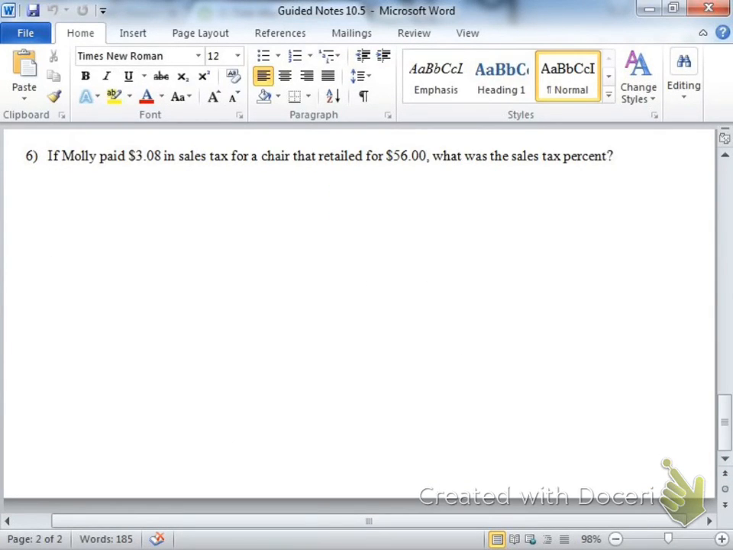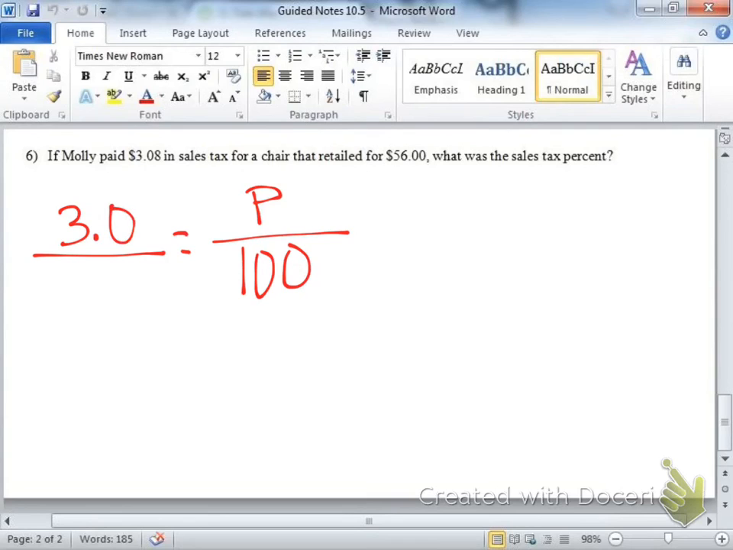All right, number 6 says if Molly paid $3.08 in sales tax for a chair that retails at $56, what is the sales tax percent? So I'm looking for the percent, right? So I know that's where my variable is going to be. 3.08 at the top. That's the portion of the price that represents the sales tax. Good. And then the original price is 56.